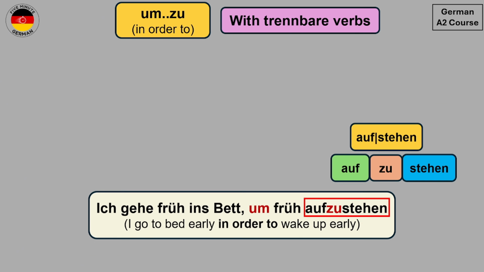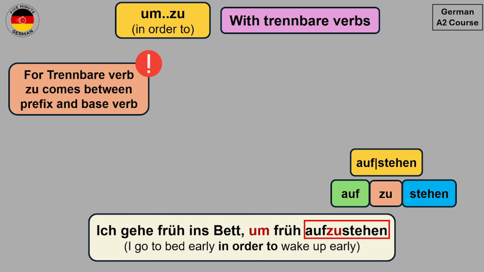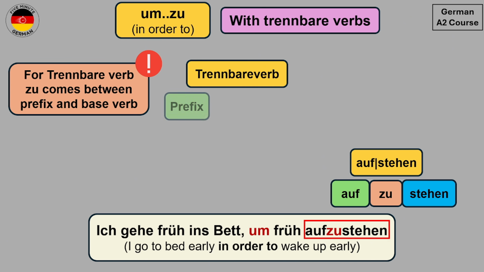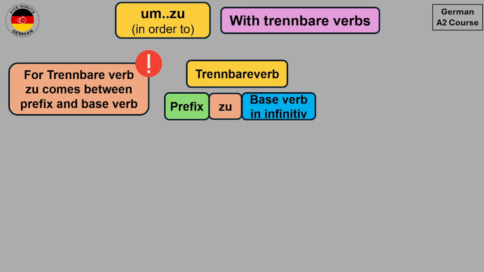So whenever you use zu with trennbare verbs, then the zu comes between the prefix and the base verb. So if we use a trennbare verb with zu, then we will have the prefix followed by zu, and then we will have the base verb in infinitive. Now let's take a look at some other examples.